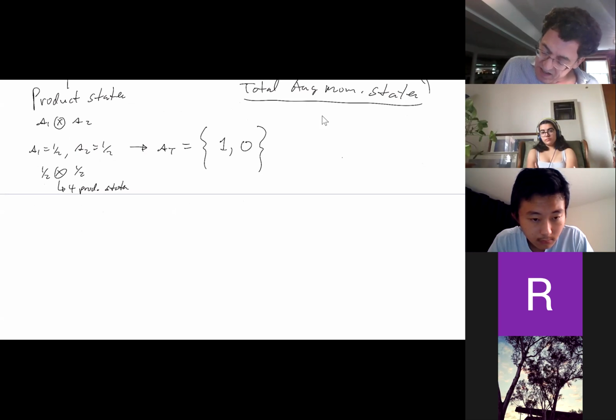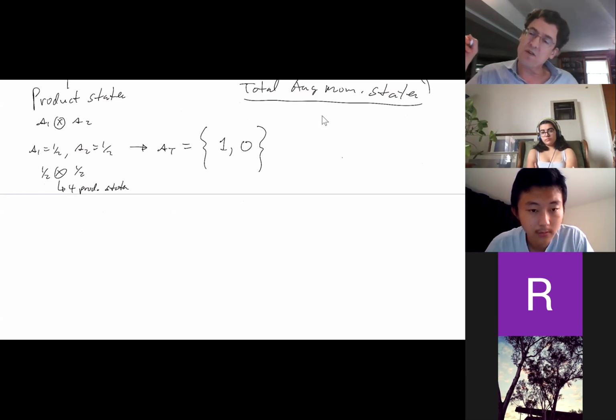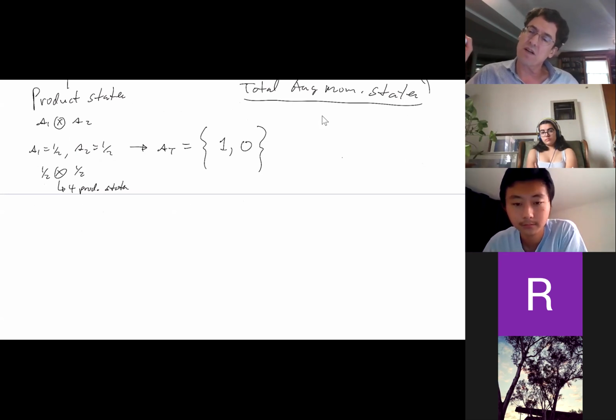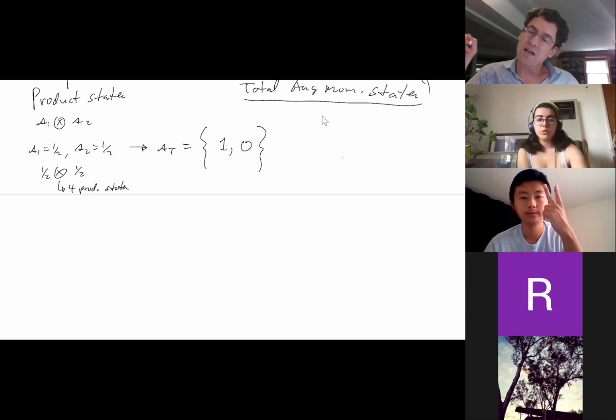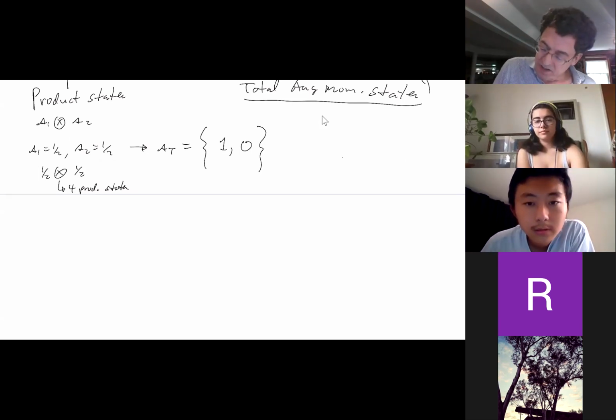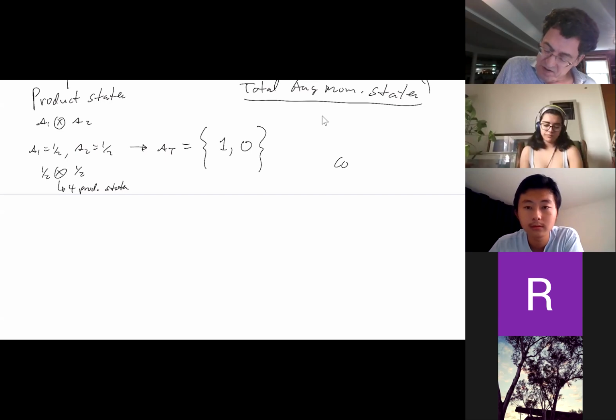And we see that if I have S total equals 1, how many states do I get from S total equals 1? How many states? 3. 3, exactly. It's a triplet. It's 3. And the rule is, remember, it's 2S plus 1, right?